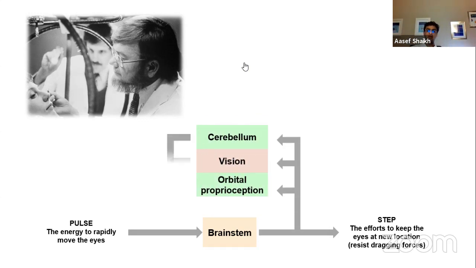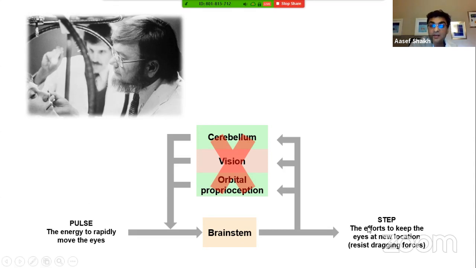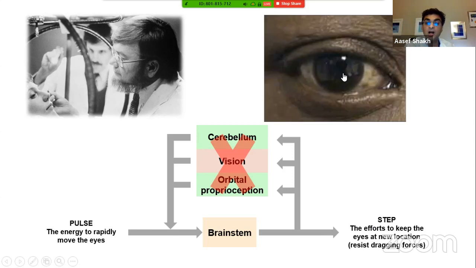Now, this whole mechanism, which is important for conversion from pulse to step, relies on three important areas of feedback: your cerebellum, your vision, and your orbital proprioception. If you have a problem with any of them, you are going to get a devastating problem where your eyes do move. So you do get a pulse, which is fine, but you cannot keep up with the step. And this is something which we commonly see in our clinics, what we call gaze evoked nystagmus. So I'm going to show you this video. It is a slow motion video of gaze evoked nystagmus. And what you will see is a little drift and correction.